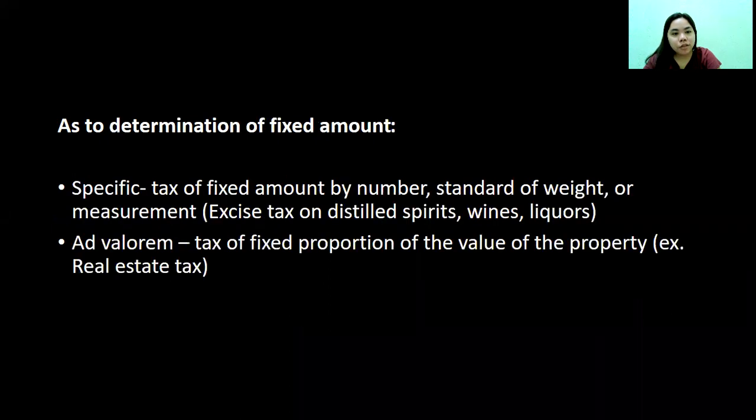Then next is as to determination of fixed amount, a specific tax of fixed amount by number, standard or weight or measurement. So there is a fixed amount na for that certain tax, no? Excise tax on distilled spirits, there is a fixed amount for that, wines and liquors. And second is ad valorem, tax of fixed proportion of the value of property. So for example is the real estate tax. So that is based man on the value of the property. Kung dako siya, kung pila ka square meters, dako man ang tax ang ginabayaran mo. If gamay, of course, gamay man lang.